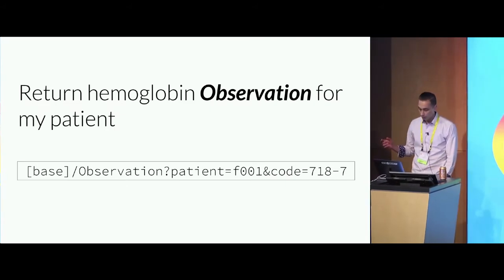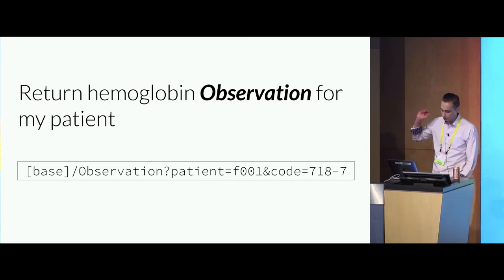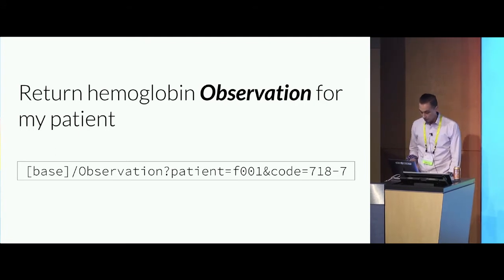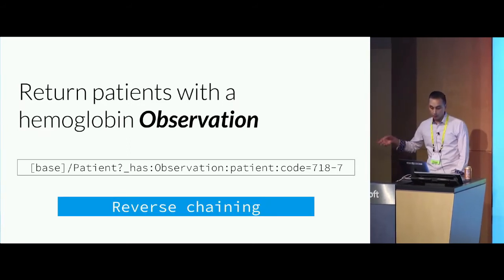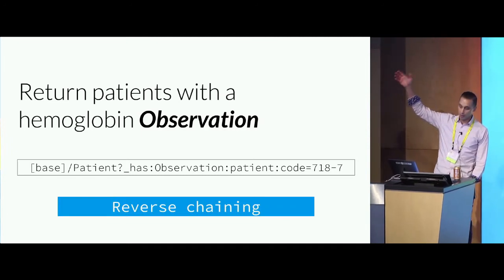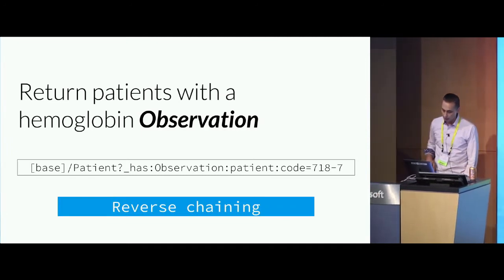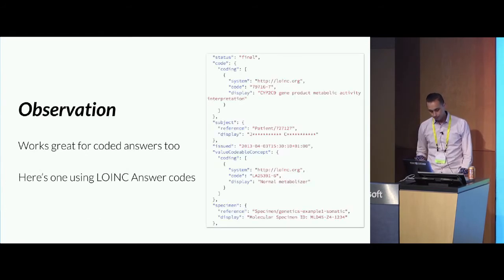Now, if you want to use that information, you can say, all right, give me the hemoglobin observation for my patient, so I can pass the patient ID and get back the observation that is identified with that code. Or, you can use reverse chaining and do the reverse and say, show me all patients that have hemoglobin as an observation. And so you can use a syntax like this to reverse chain and get back the list of patient resources that contain this particular test result.